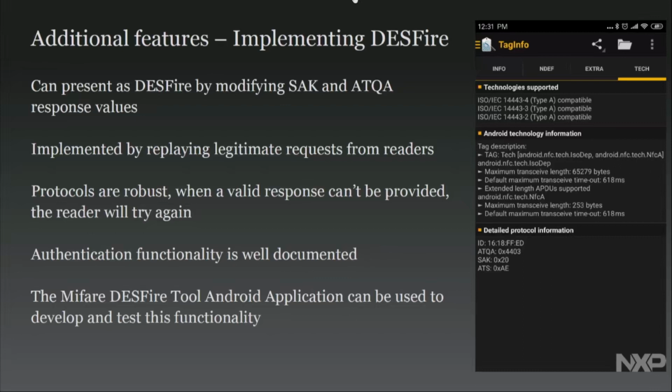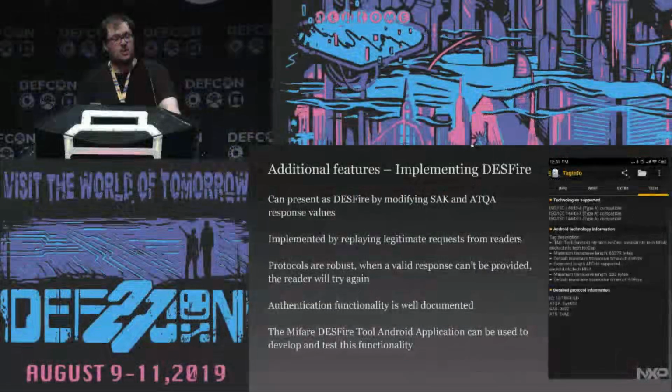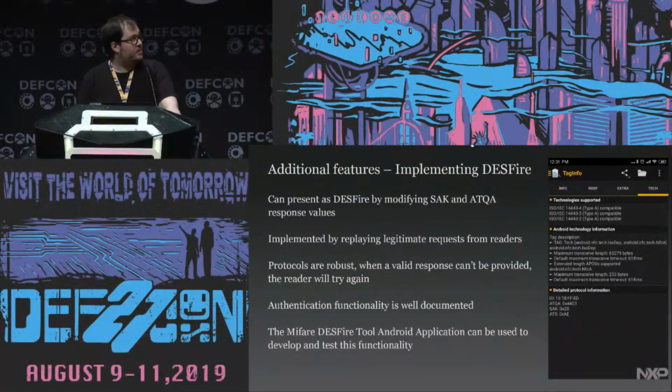I basically wanted to replay any legitimate responses I get from a reader, so I took a DESFire tag, put it against my phone and saw how it read, and sort of replicated that as I went along, as it basically just went through each section of this. The authentication functionality is well documented, and as there's source code about now to work with this, it makes things a lot easier to work with.